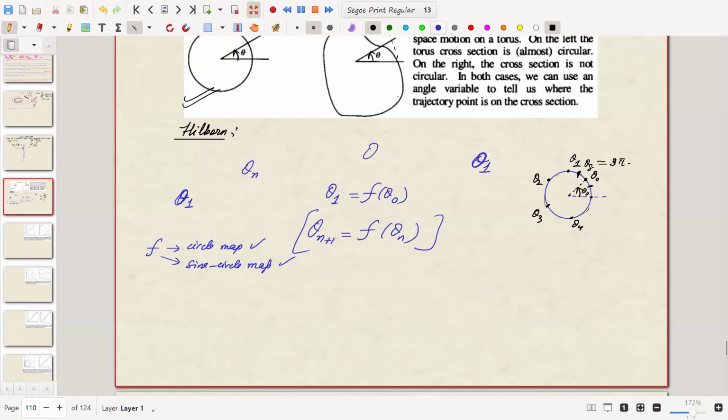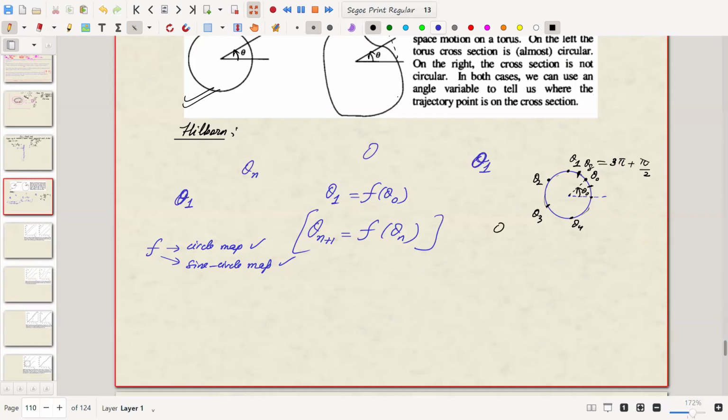Or 3 pi plus any angle. Any ideas how it should be? That will work, no? That will work. But this is confusing. You have to monitor the angles again and again. So therefore, how about instead of dealing with angles, we normalize it. We will normalize it.